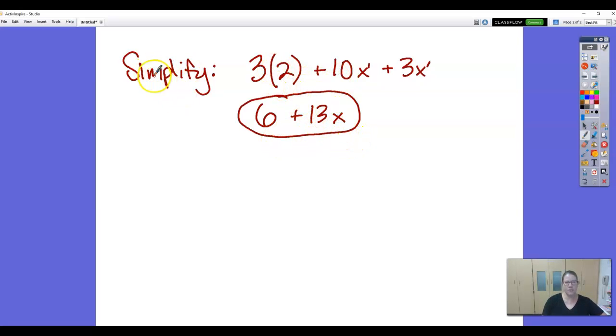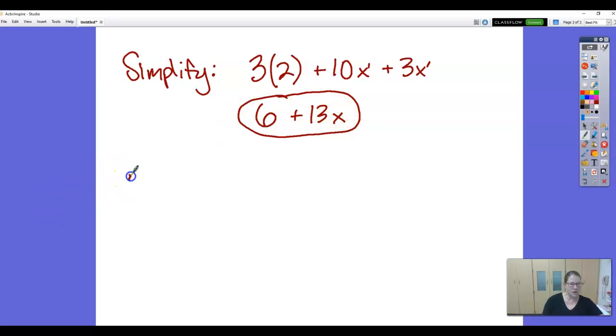So when you're looking for problems that are going to be simplified, you're really just looking for something that does not have an equal sign in it, and you're trying to condense everything down as much as possible. When you're evaluating and when you're solving, you're also going to be simplifying, but if the main thing you're doing is just combining and adding things together, then you're just simplifying. We're not evaluating, we're not plugging anything in for x here. We're not solving because there's no equal sign. You can't solve unless there's an equal sign.